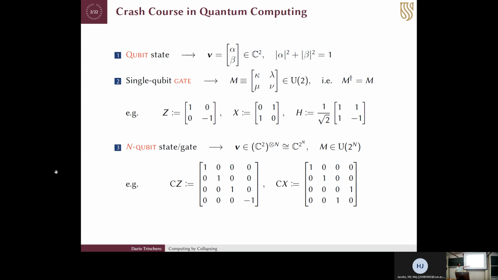Here are 2 gates that we'll also encounter later, CZ and CX. Once again, aside from the fact that we'll encounter them later, it's not so important that you understand what they do if you don't already.